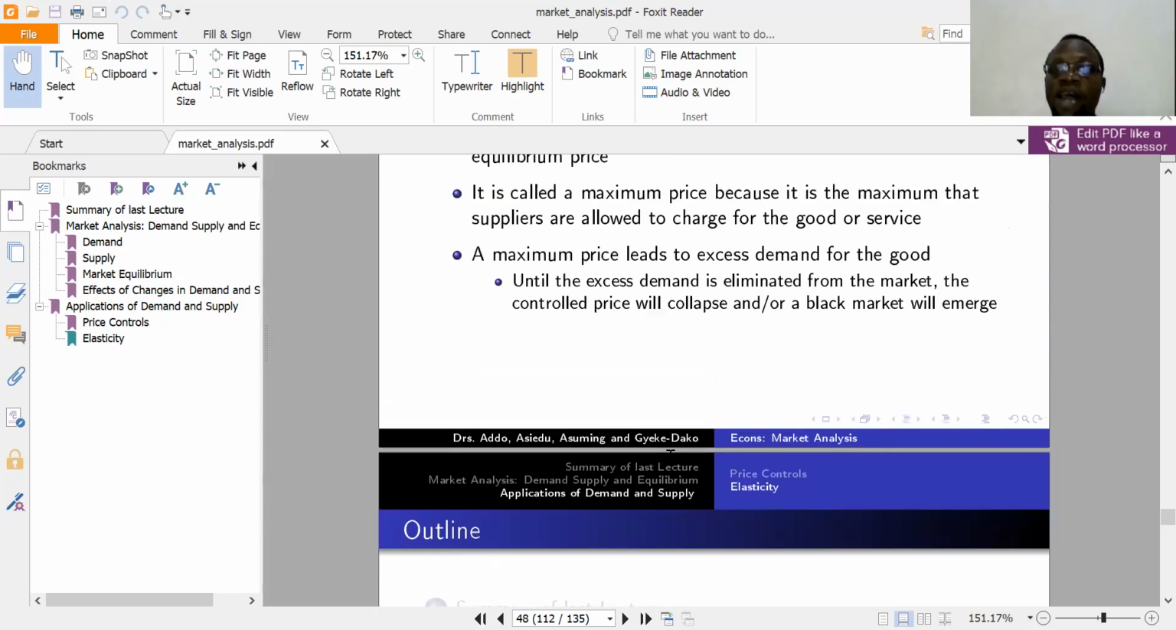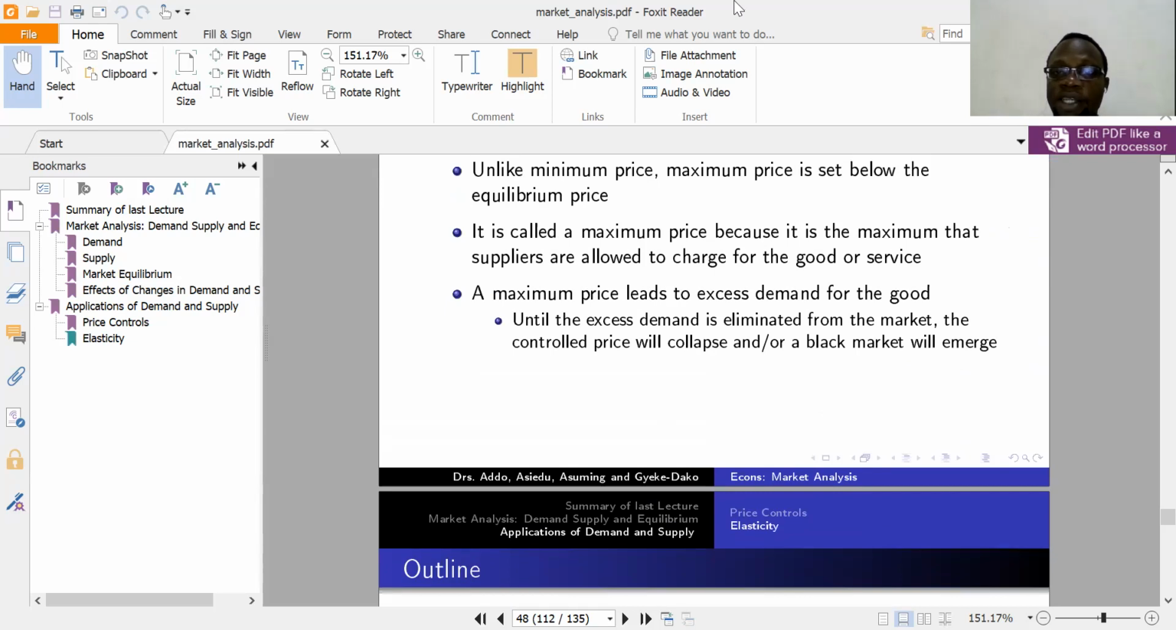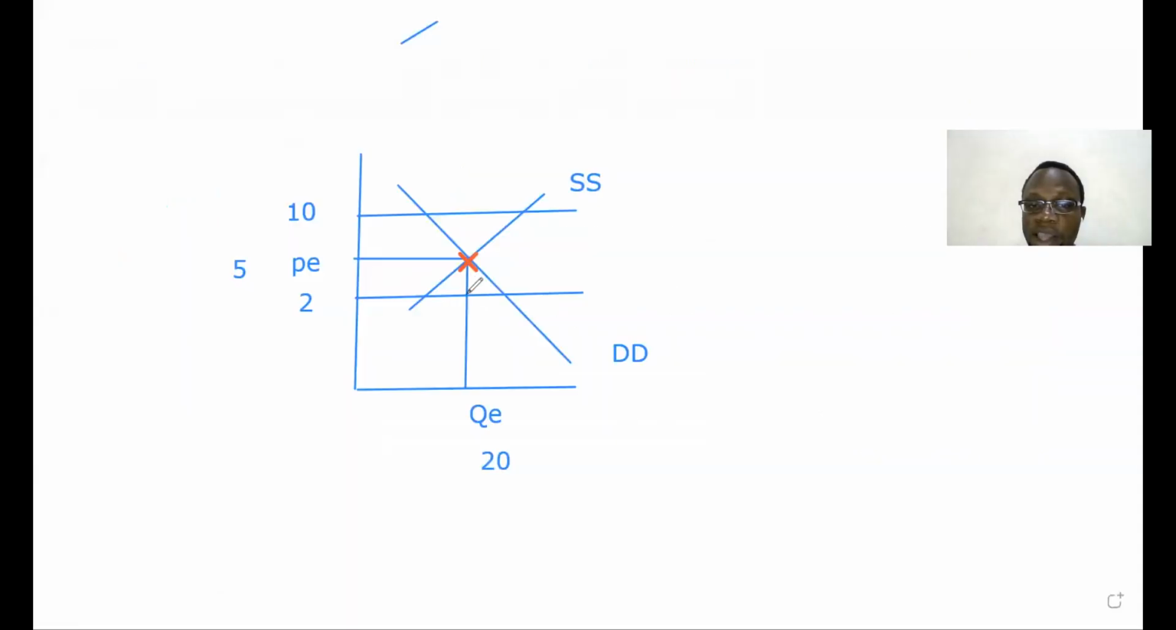If you fix a price, let me go back to the whiteboard. If you fix a price that is below the market price, and people are looking for two bedrooms and they cannot get them because the price is lower than equilibrium, they will begin to give higher offers. So the price control will not hold in the long run.